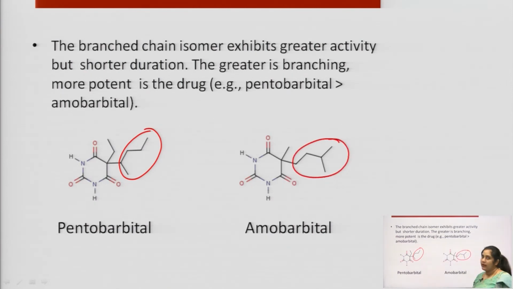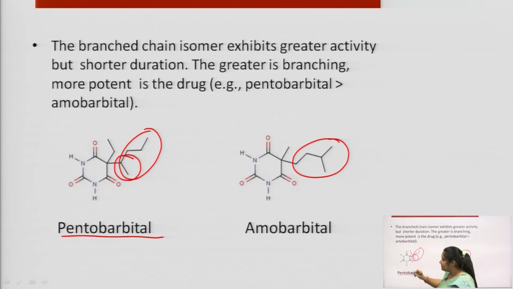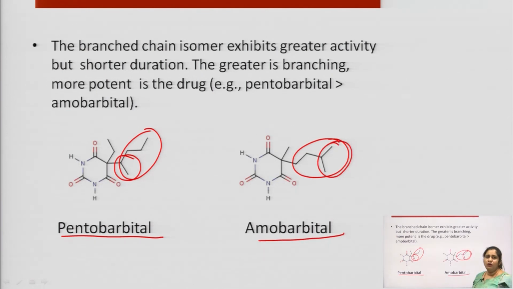The next is the branched chain isomers, meaning when we are talking about branching in this substitution, branched chain isomers exhibit greater activity but shorter duration of action. The more the branching, the more potent the drug. When we compare pentobarbital with amobarbital, what happened here? In the case of pentobarbital, this branching at position number 1 leads to greater activity compared to the lesser branching in amobarbital.